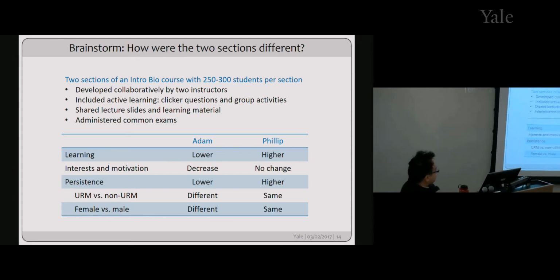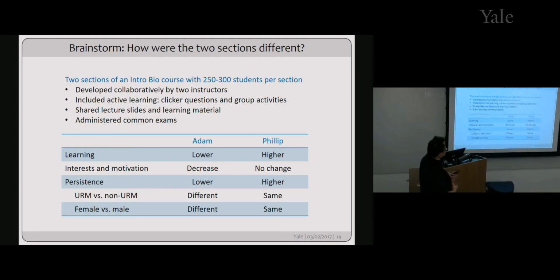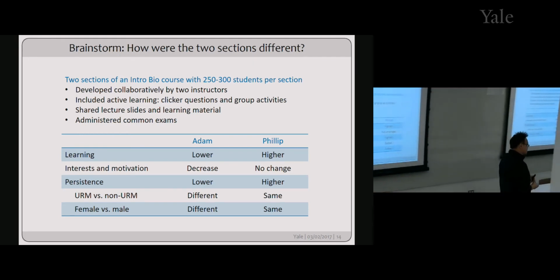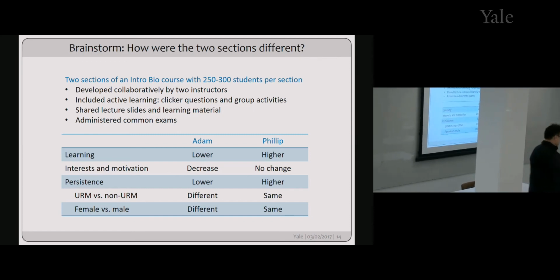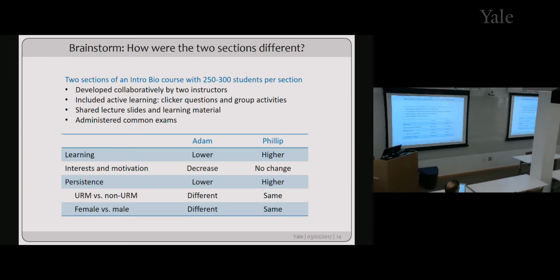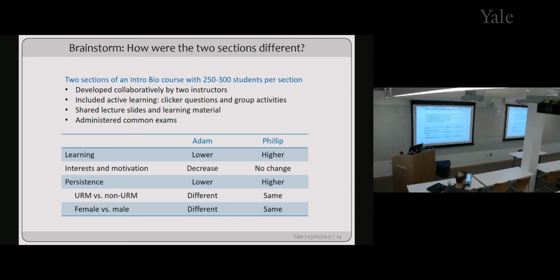And so what I'd like to ask you to do is think about, brainstorm, how the two sections were different. Talk to people around you, but really focus on the concrete, tangible actions or behaviors that these two instructors might be doing, not the immutable features of the instructors.